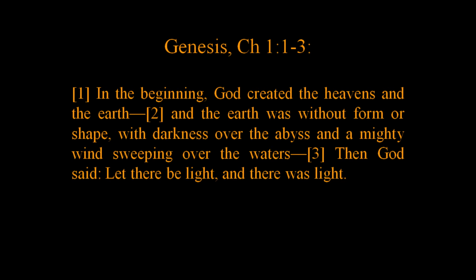Genesis, chapter 1, verses 1 through 3. In the beginning, when God created the heavens and the earth, the earth was without form or shape, with darkness over the abyss, and a mighty wind sweeping over the waters. Then God said, "Let there be light," and there was light.